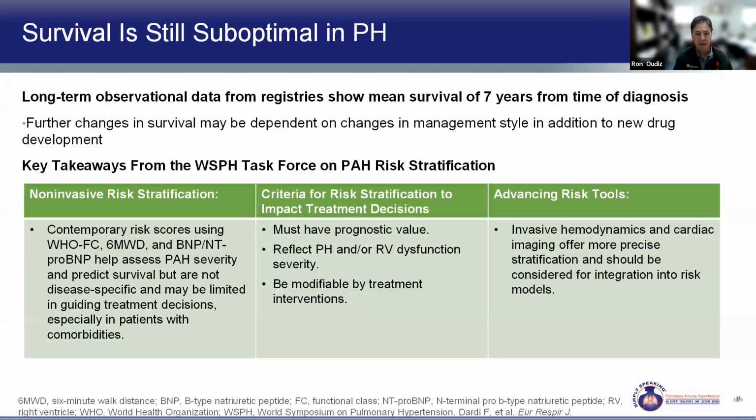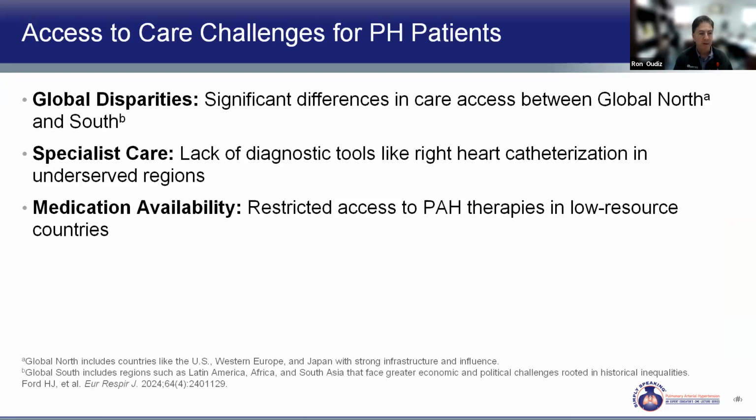And then advancing risk tools: as we get better at our data and better at ways to measure severity and integrate those ways into new risk scores, we think we're going to be able to better parse out those at higher risk than we originally thought we had.